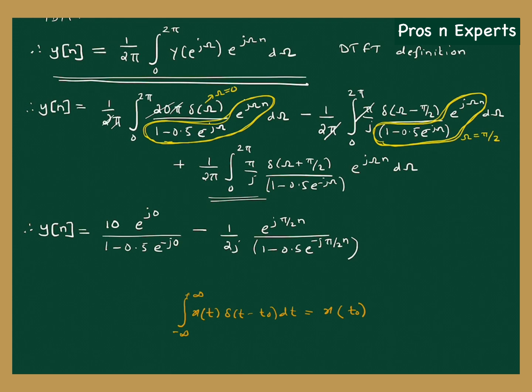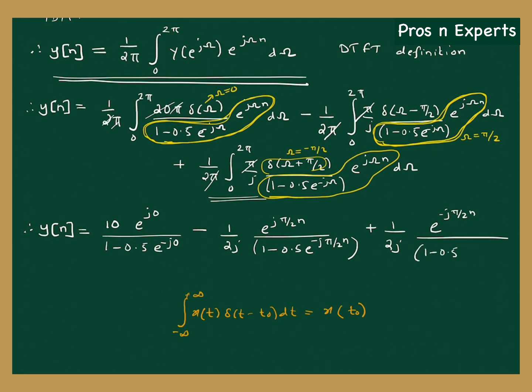Similarly, the last term is also pretty similar, plus 1 by 2j into, here the impulse function exists at omega equal to minus pi by 2. So you give the entire other function at omega equal to minus pi by 2. Pretty simple. So 1 by 2j into e raised to minus j pi by 2 n, you put omega equal to minus pi by 2, divided by 1 minus 0.5 e raised to plus, we have a minus here, so minus minus plus j pi by 2 n.